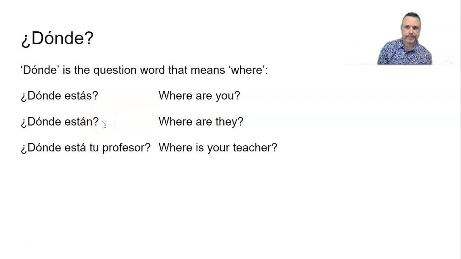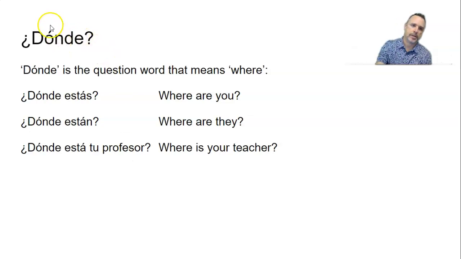¿Dónde están? Where are they? I don't need to say ¿dónde están ellos? Because I know that están is they are. And last one here, ¿dónde está tu profesor? Where is your teacher? So one thing about dónde, again, there's an accent.